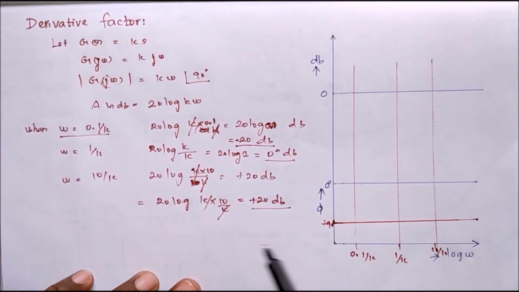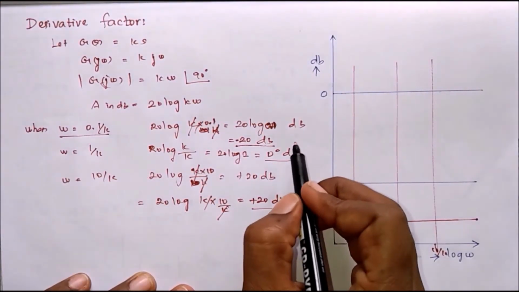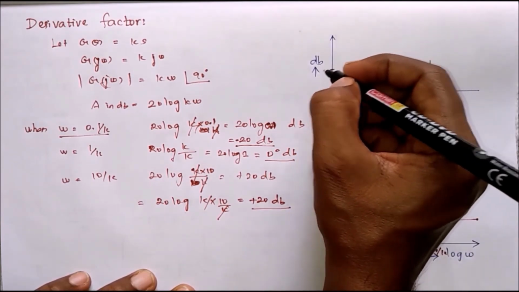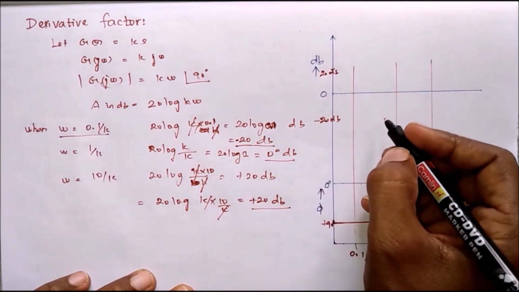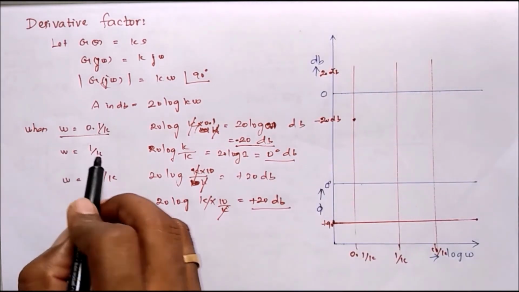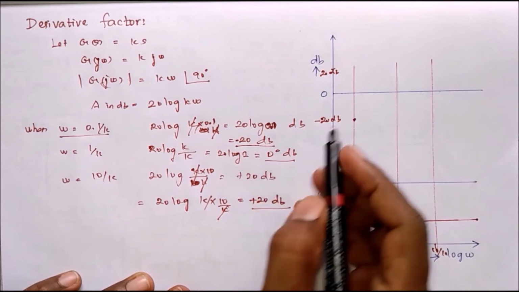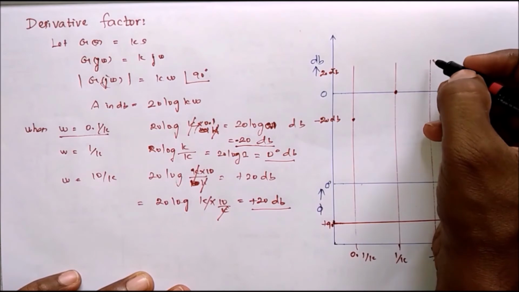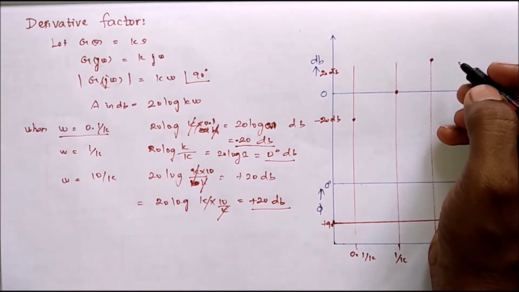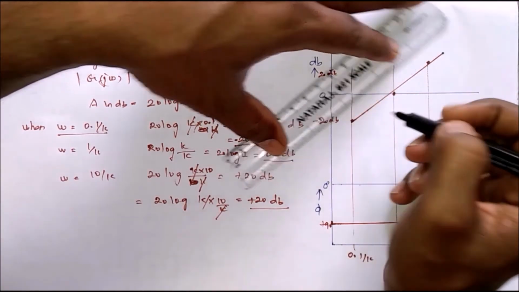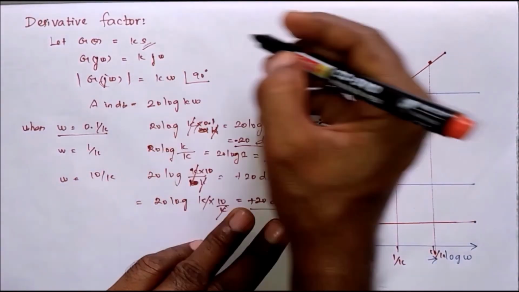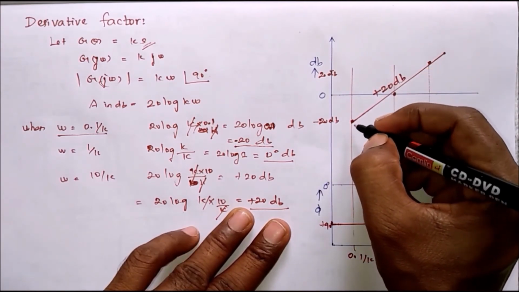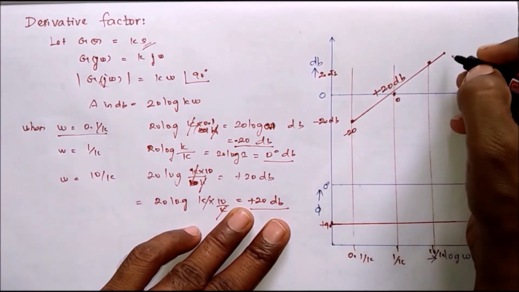So the angle is always plus 90 degrees. Now for omega equal to 0.1 by K, its value is minus 20, so we can mark minus 20. This is plus 20 decibel. When omega equal to 1 by K, its magnitude is 0 decibel, so here 0 decibel. When omega equal to 10 by K, it is positive, therefore here positive. So we can mark. This is the slope for s alone. The slope is plus 20 decibel. This is minus 20, this is 0, this is 20.